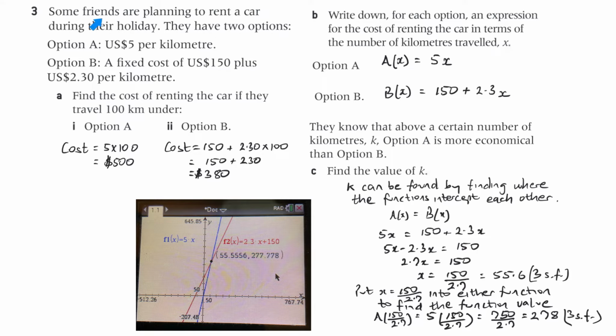Question 3. Some friends are planning to rent a car during their holiday. They have 2 options. Option A is $5 per kilometre. Option B is a fixed cost of $150 plus $2.30 per kilometre. A.